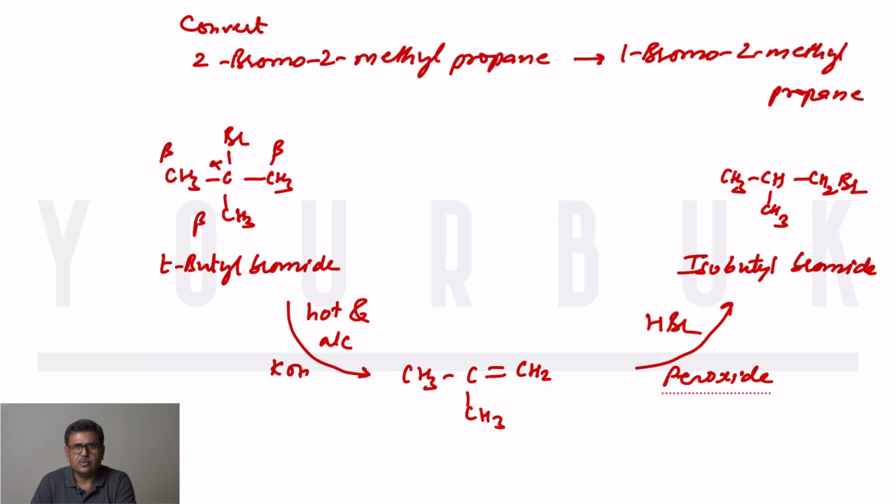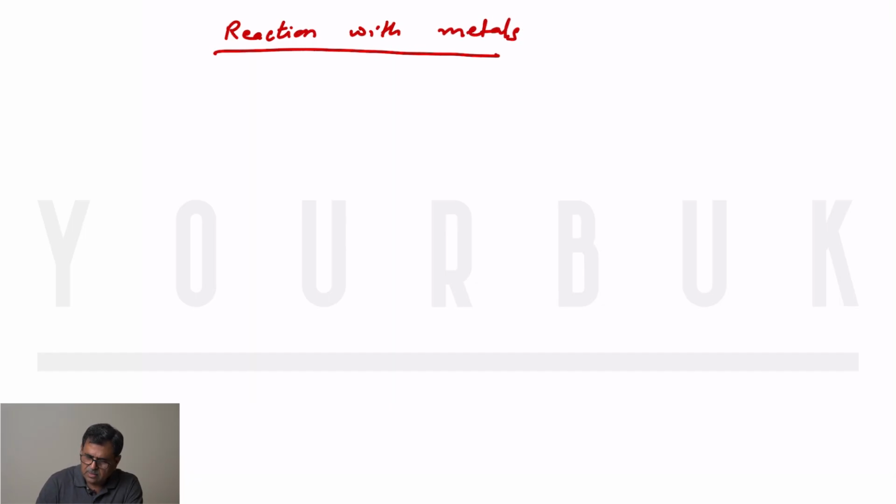So this is all about the dehydrohalogenation of haloalkanes. Now after nucleophilic substitution reactions and the dehydrohalogenation, we will discuss the reaction of haloalkanes with metals. So the heading is reaction with metals. And the first reaction is with sodium metal. This is class 11th repeating with sodium metal.